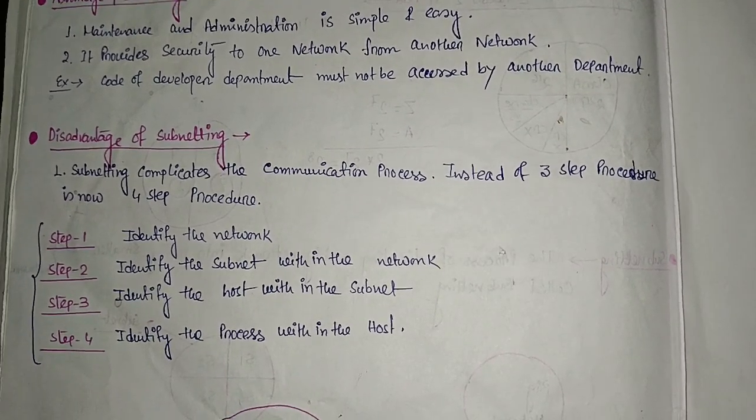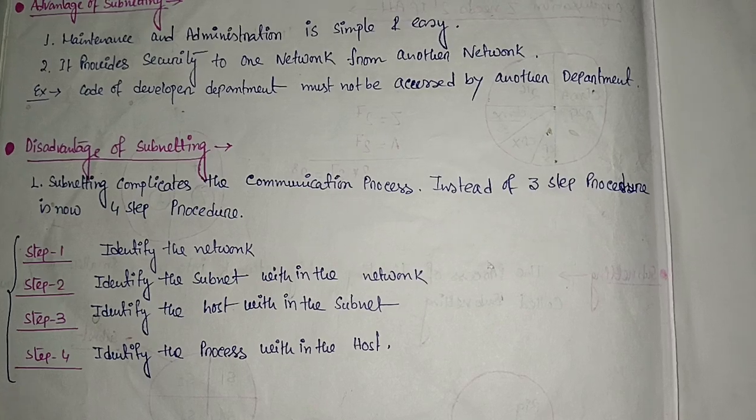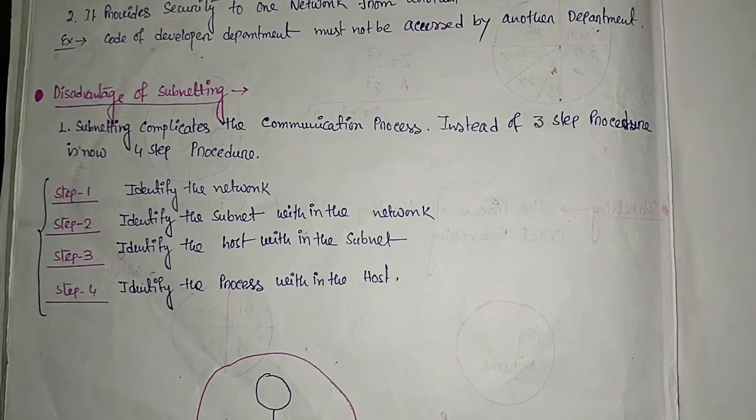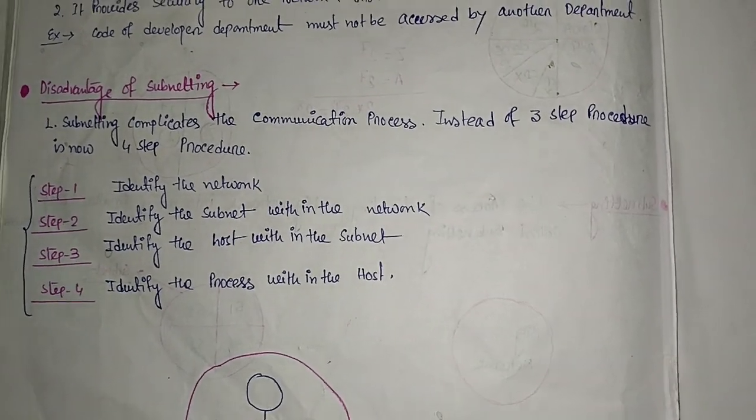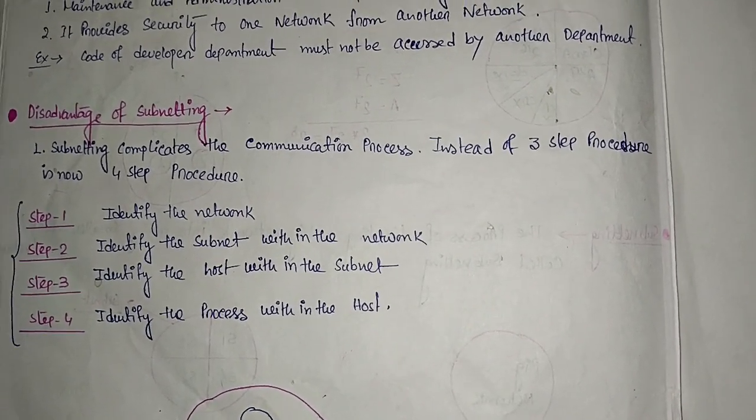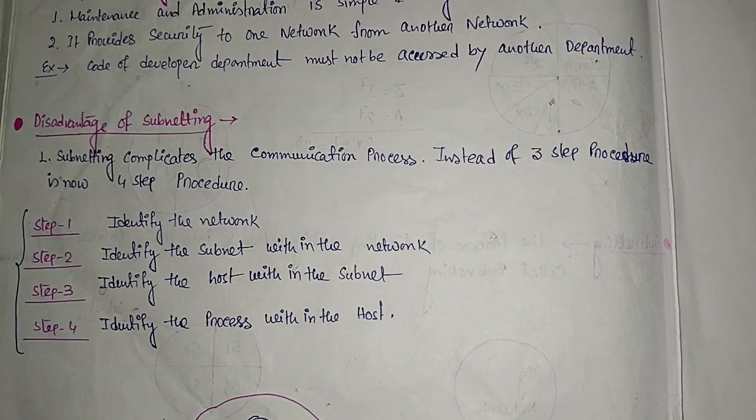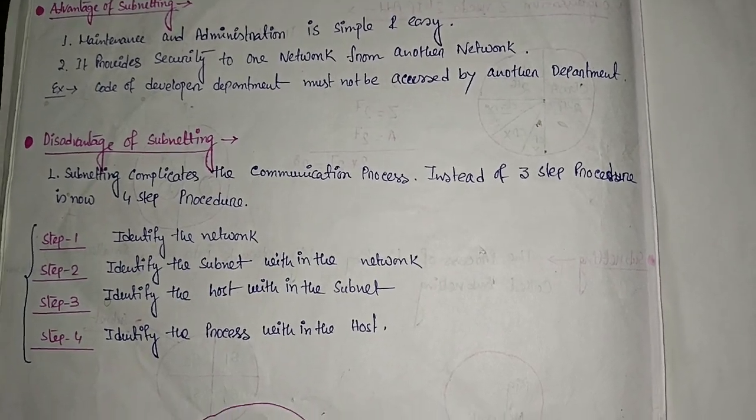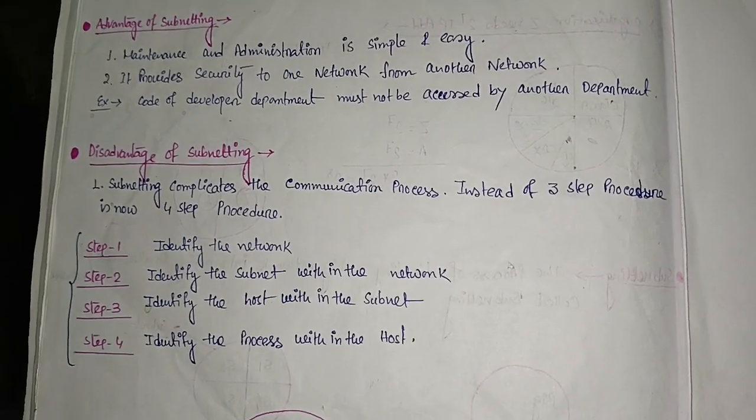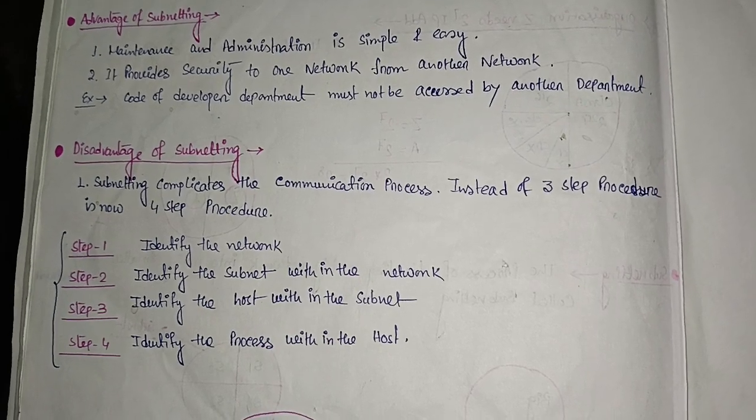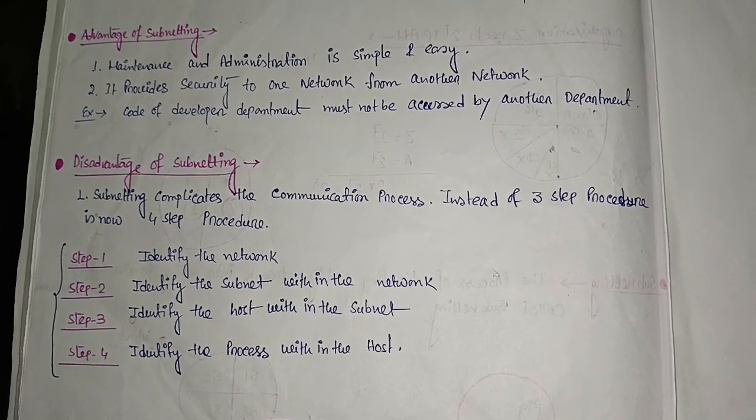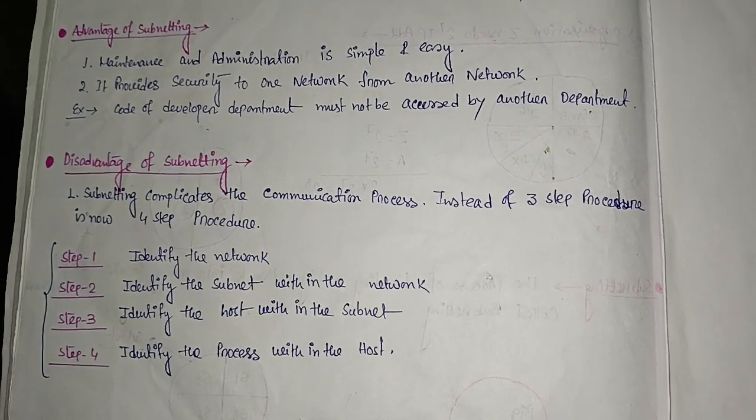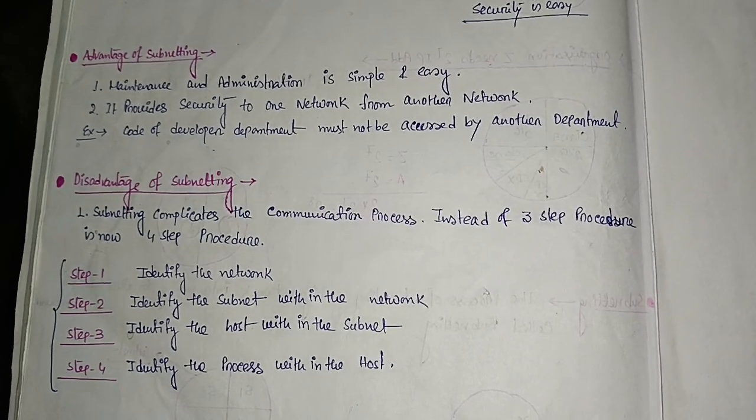Subnetting complicates the communication process. Instead of 3 steps of communication, we have 4 steps. First we identify which network it belongs to, then we find which subnet. Previously we found the network, then the host, then the process, but here we first find the network, then the subnet, then the host within the subnet, and then the process within the host. So previously we had 3 steps, and here we have 4 steps.